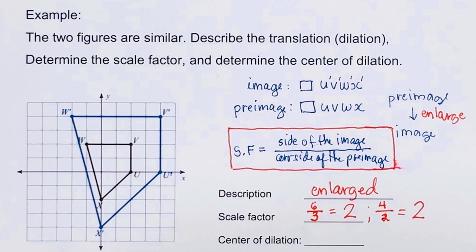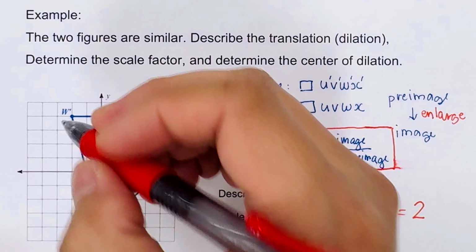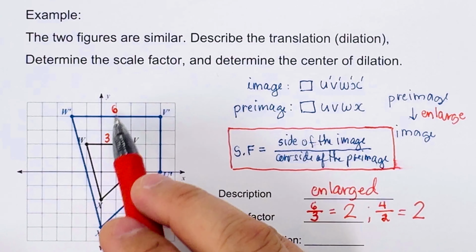Now let's find the center of dilation. So how do we determine the center of dilation? Again, let me write it down here. Where did I get the 6 from? That's actually here. That's 6. And then where did I get the 3 from? This one. So 6 over 3.